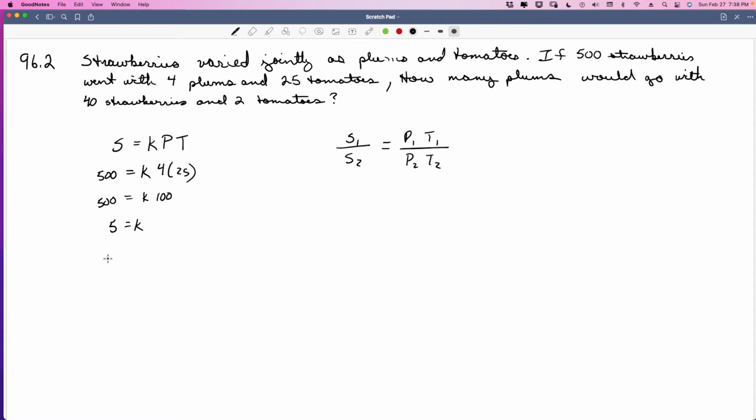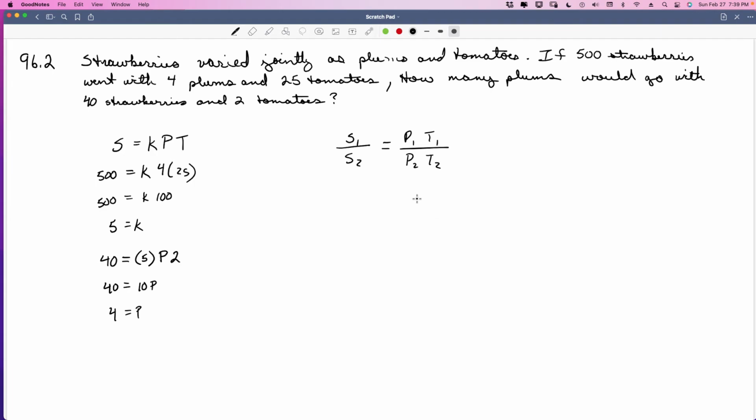How many plums would go with 40 strawberries? And our constant is 5. And we don't know how many plums, but then that's times 2 tomatoes. So 40 is equal to 10 times the number of plums. Divide both sides by 10. That would be 4 plums.